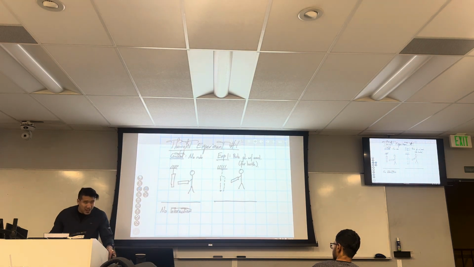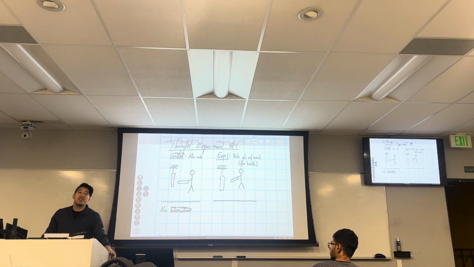Who says that it's going to be attracted? Raise your hand. Confidently raise your hand. Who says they will repel? Raise your hand. Who says nothing happens? Raise your hand.